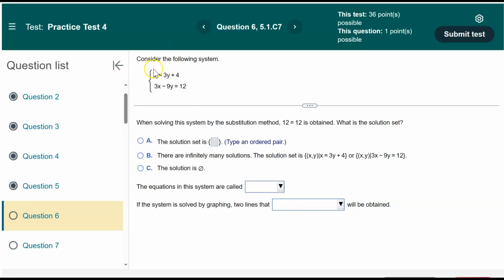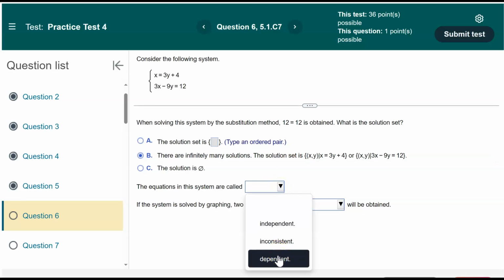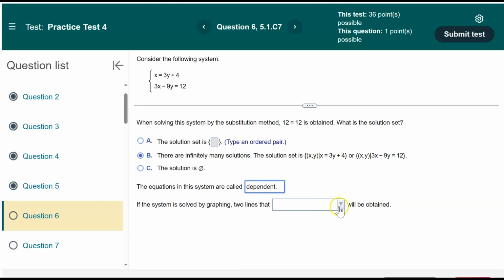Next, consider the following system here, and you solve this using substitution method, and you obtain 12 equal to 12. What does that mean? That means that these two are equal. So there are infinitely many solutions to your system. The answer is infinitely many solutions, and we call the system a dependent system. When you solve the system by graphing, the two lines are actually identical.